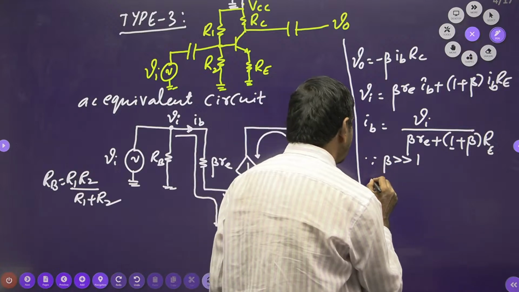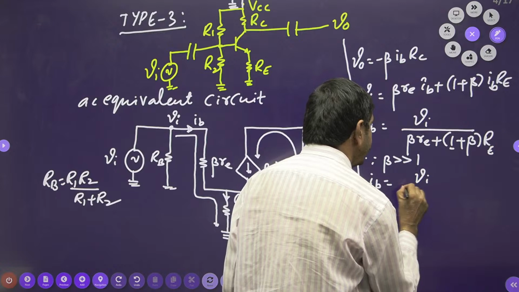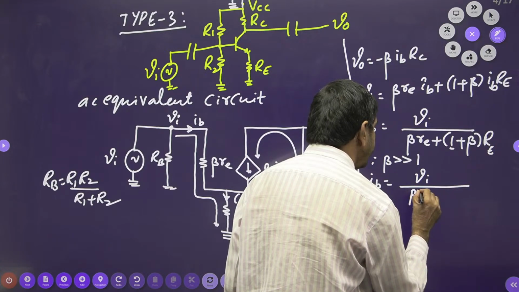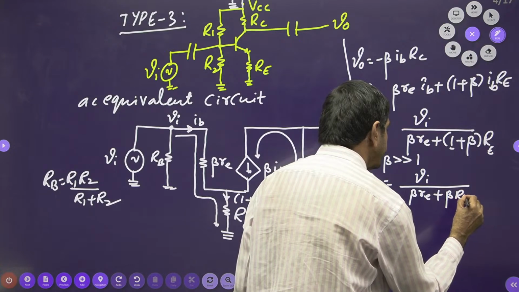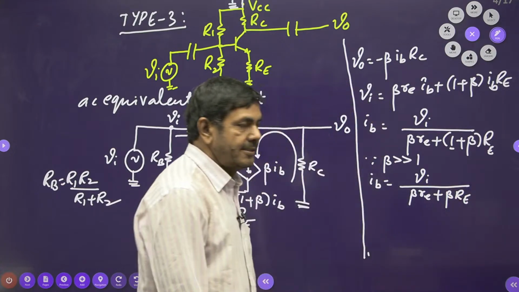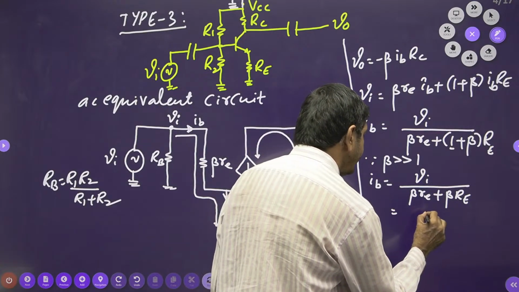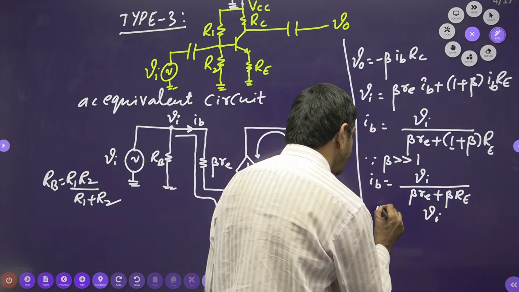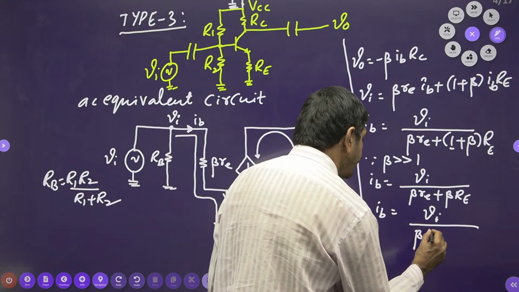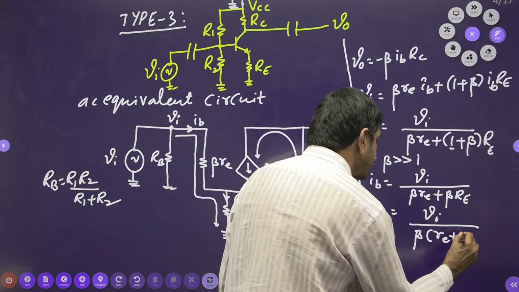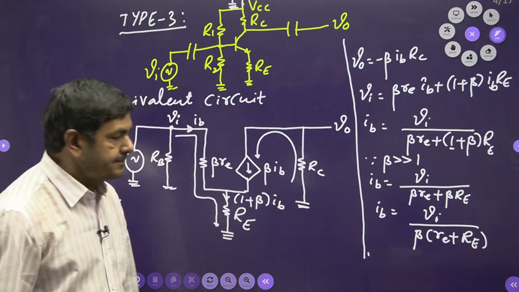And finally, I can write base current equal to what? VI divided by beta into RE plus beta into capital RE I can write. If beta is taken common, what will I get? VI by beta times small RE plus capital RE. That I am getting here now.